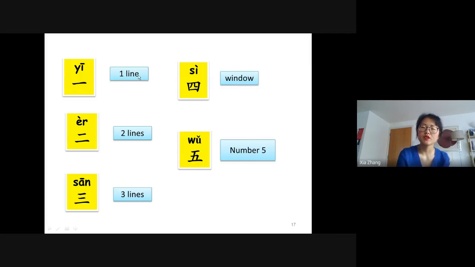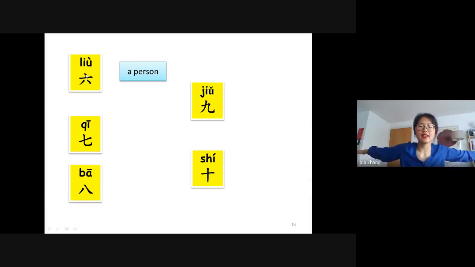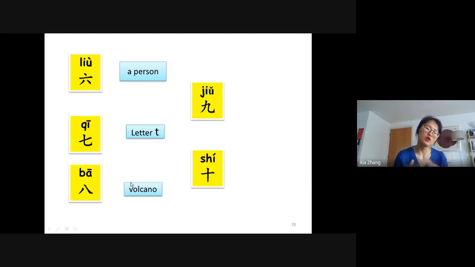Okay? So, try to use images to help you memorize the characters. Number 6, what does it look like? It looks like a person. You can imagine that person's head, hands, arms, and then legs. Number 7, what does number 7 look like? It looks like a letter T. Number 8 looks like a volcano. Number 9 looks like slides. Can you imagine that? Slides. Number 10, a cross.